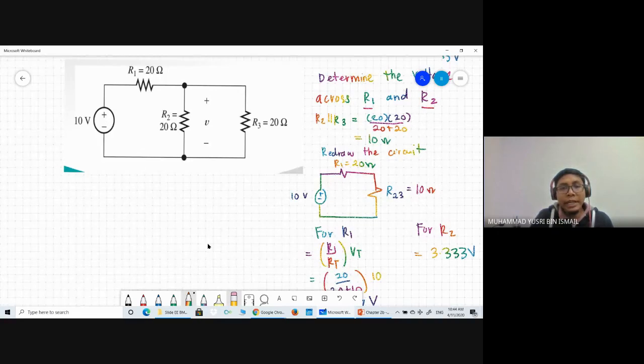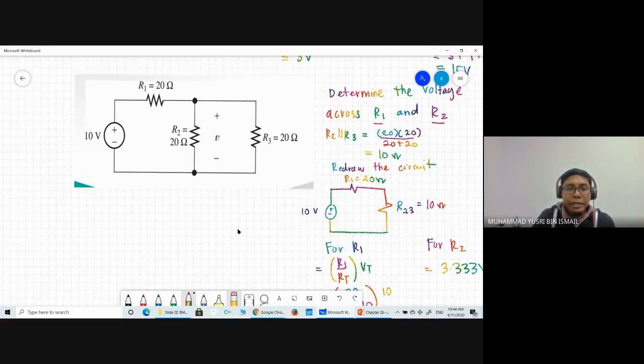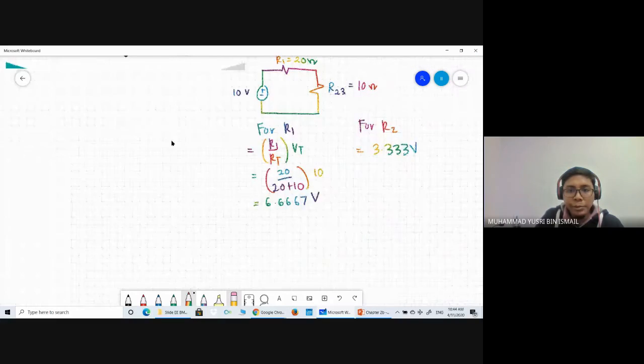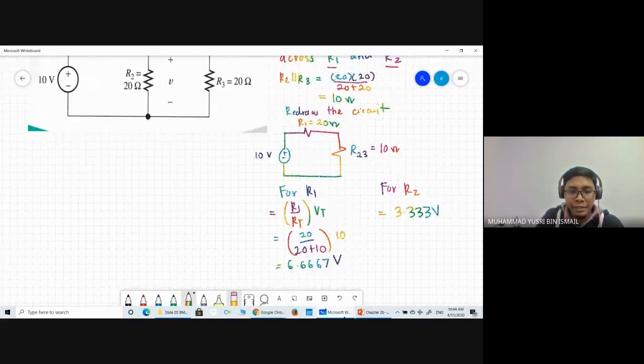which is 10 volt. But remember, in order to apply a voltage divider, you need a series circuit. For this case it is basically in parallel, so what you need to do is simplify the circuit to be a series circuit. I hope that you can understand the concept.